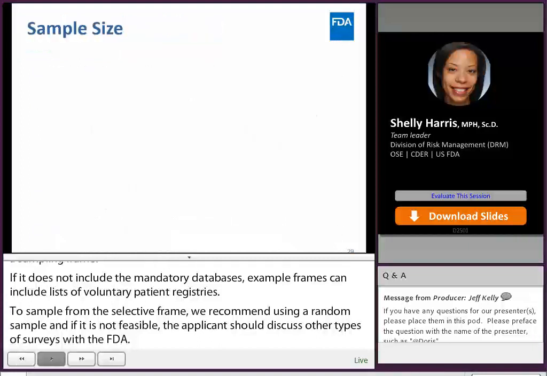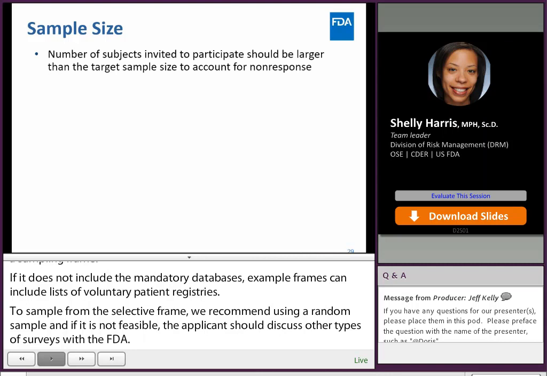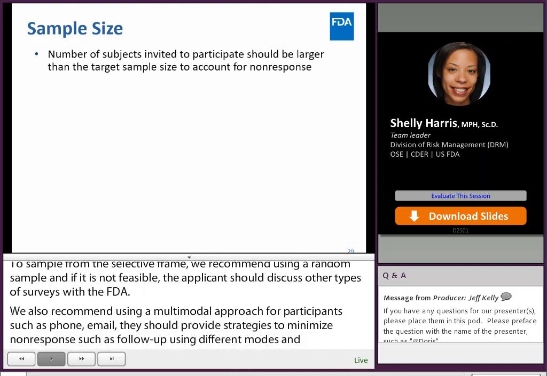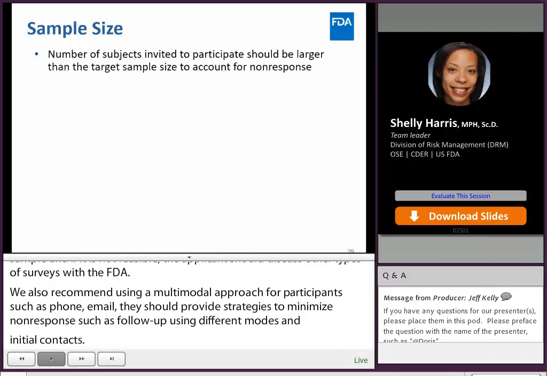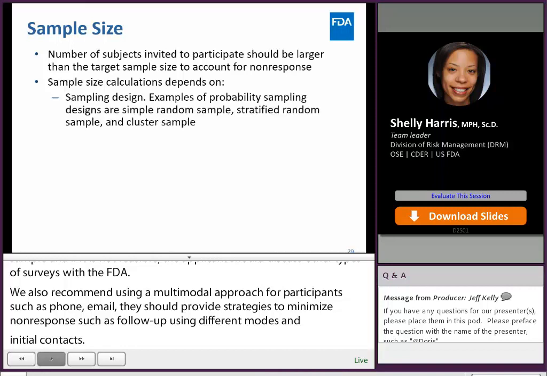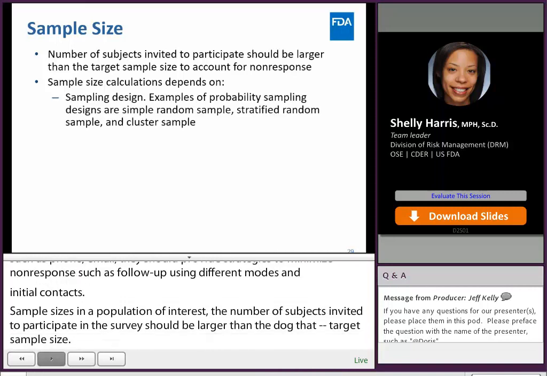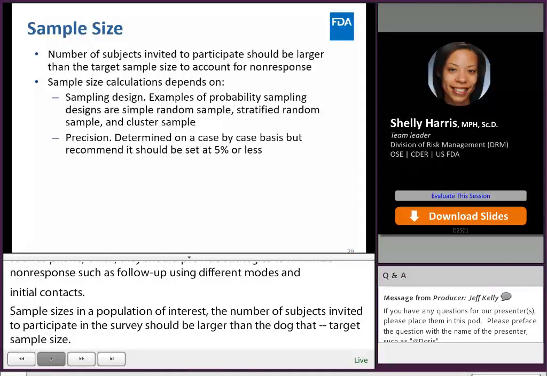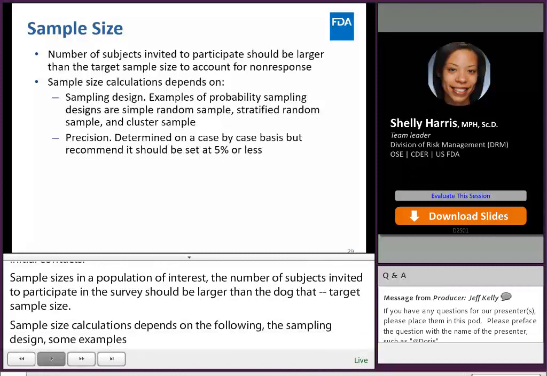Sample size is the number of survey participants in a population of interest. The number of subjects invited to participate in a survey should be larger than the target sample size to account for non-response. Sample size calculations can depend on the following: the sampling design. Some examples of probability sampling designs are simple random samples, stratified random samples, and cluster samples. The precision. We recommend the precision is controlled at 5% or less in the sample size calculation.